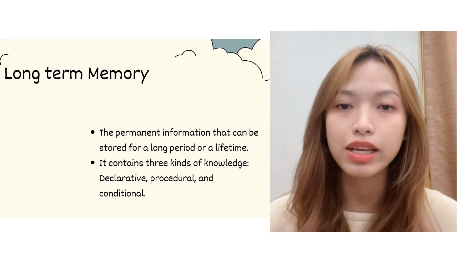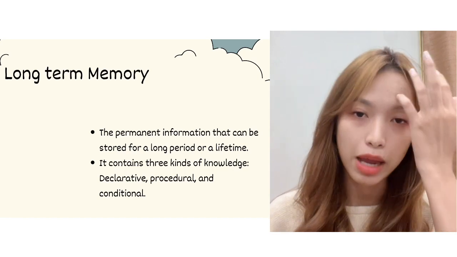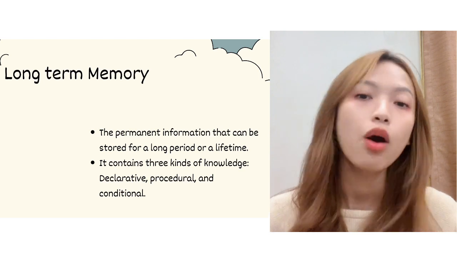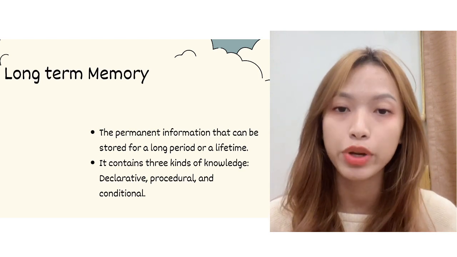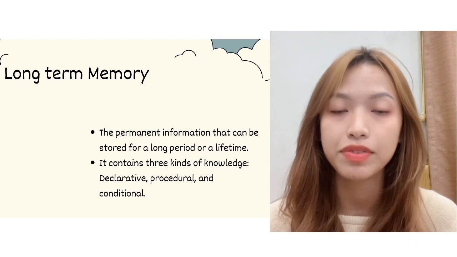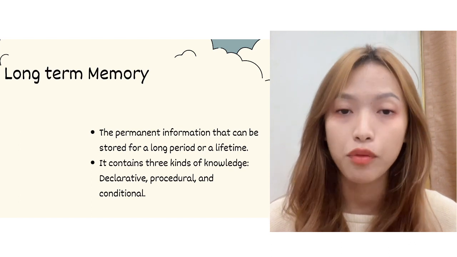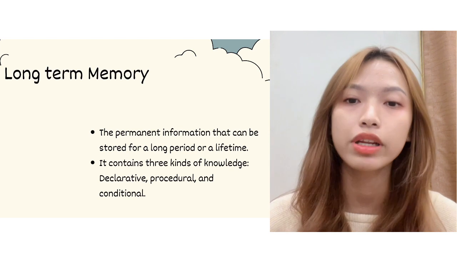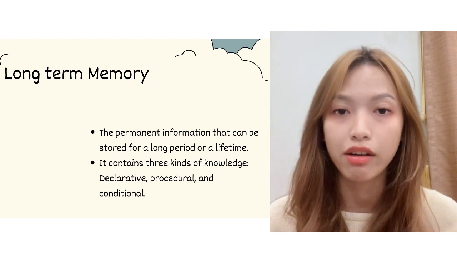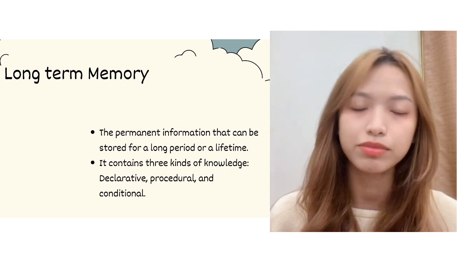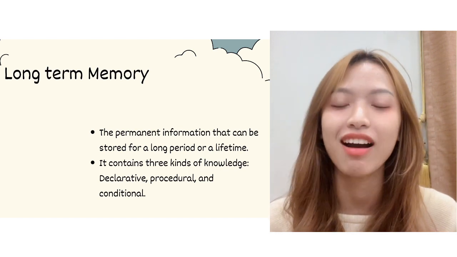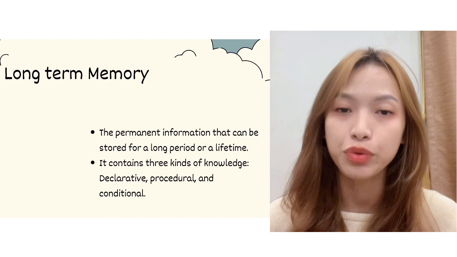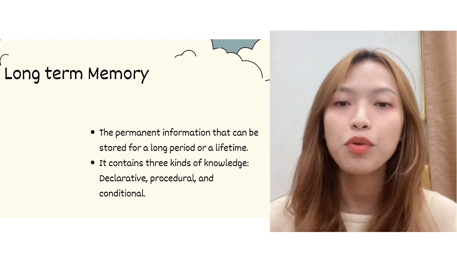Now let's talk about the long-term memory. Long-term memory is the permanent information that can be stored for a long time period or a lifetime as well. It allows you to remember the important events in your life, such as how you met your loved ones, the first day in school, or learning how to ride a bike or drive a car. Long-term memory contains three kinds of knowledge, which are declarative, procedural, and conditional. So let's move on to the next slide.